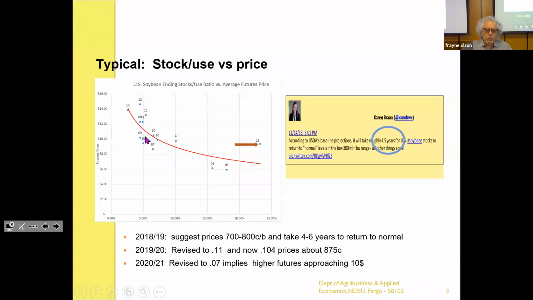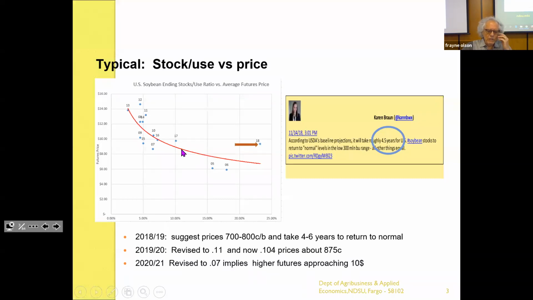Now, 2 years ago in 18-19, we were way out here on the right-hand side at about 24%. That's when the USDA baseline came out and said this is going to take 4 or 5 years to get behind us. And that really put downward pressure on futures down into the $8 range. And then in 19-20, we gravitated for varying reasons to about 11%, which puts us at about an $8.50 price, which is about where we are right now.